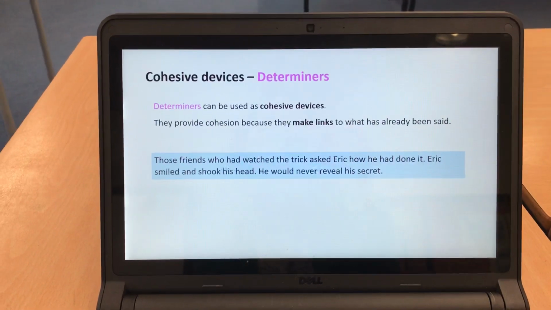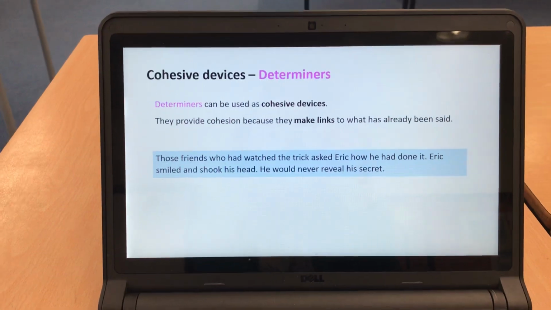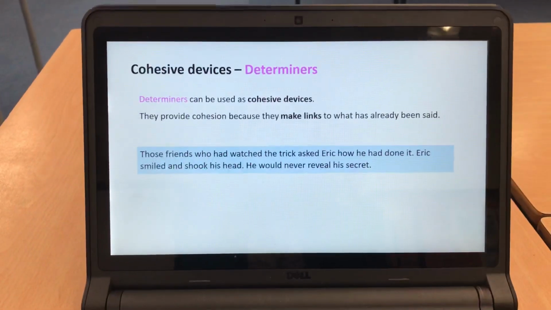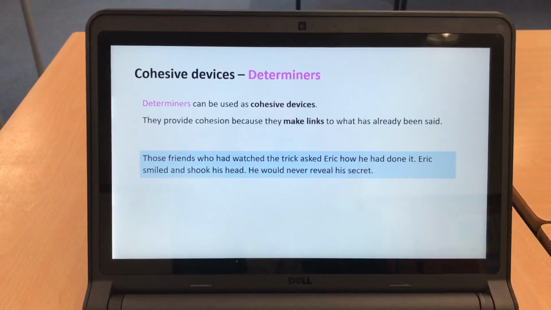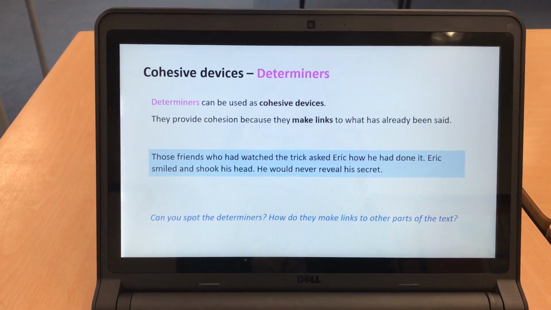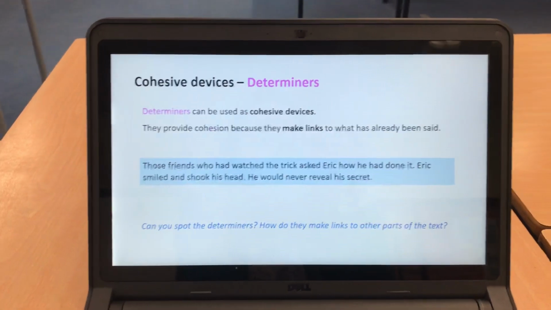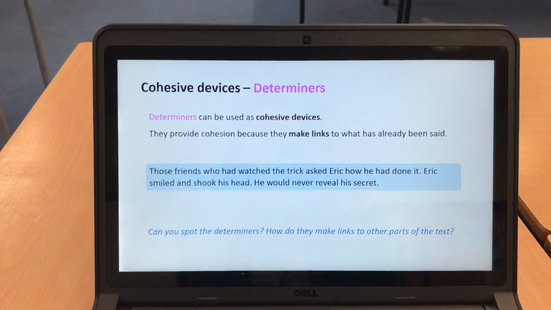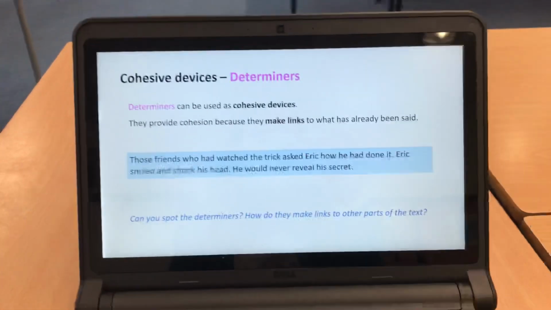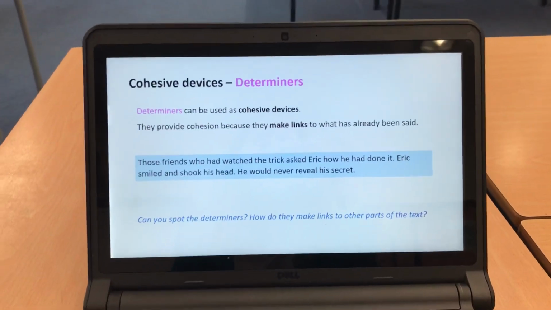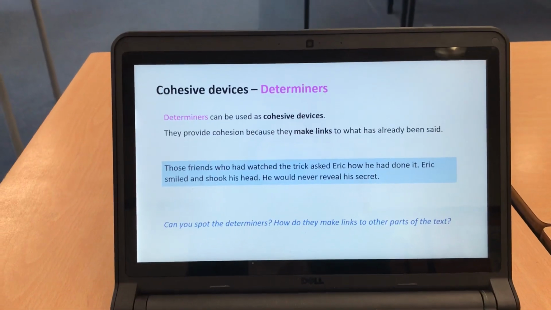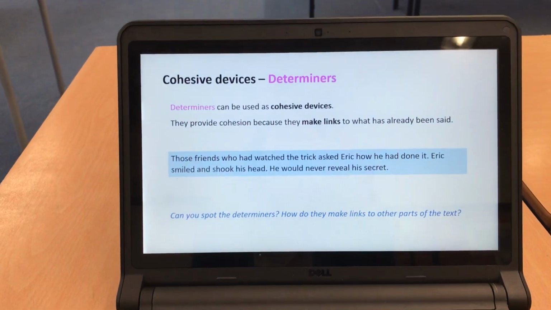Okay, so we've got: those friends who had watched the trick asked Eric how he had done it. Eric smiled and shook his head. He would never reveal his secret. So can you spot the determiners in that passage? If you're not sure, rewind back and have a look at the list of determiners, maybe make a list of them to help you do this. I'll give you just a few seconds to have a look at that.